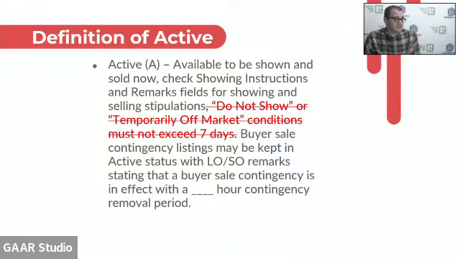So the definition of active was changed so that if a listing isn't active, it must be available for showings. It is no longer allowable to have do not show or temporarily off market conditions while inactive, because in those situations, you should be using withdrawn instead. So if you want to put a property in the MLS on a Wednesday, but you're not going to start showings until an open house on Saturday, you should use coming soon in that situation. Don't put it in active and say in the LOSO remarks, there's no showings allowed, because that is against the rules now. So if that does happen, you will be forced to move the listing to withdrawn.